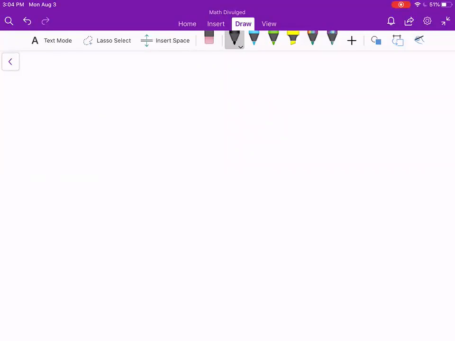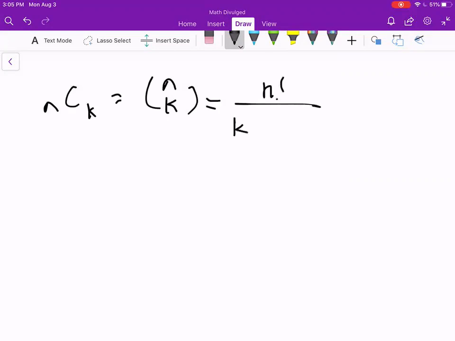Let's first talk about the formula for combinations. If we want to choose k objects from a set of n, then we denote that as nCk, or more often, you probably see it as n choose k. These are basically the same thing. Is permutations the one where order matters? Yes, permutations are the one where order matters. The formula for n choose k is n factorial divided by k factorial times n minus k factorial.